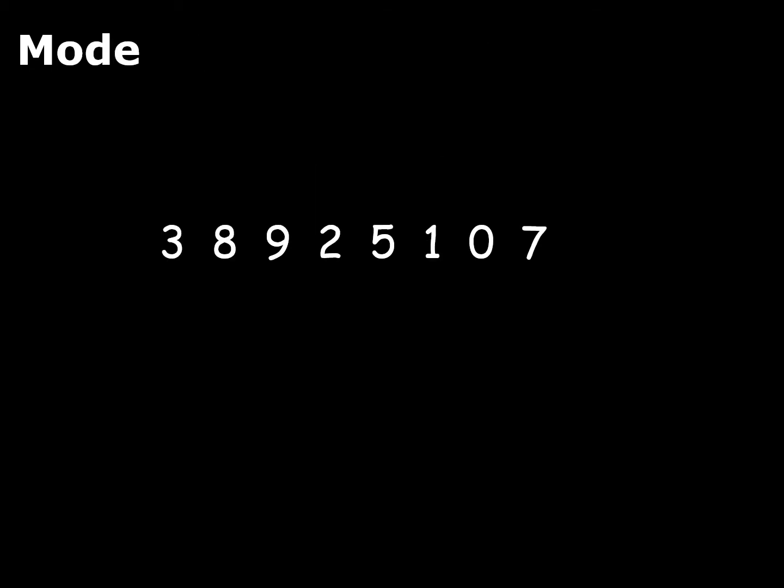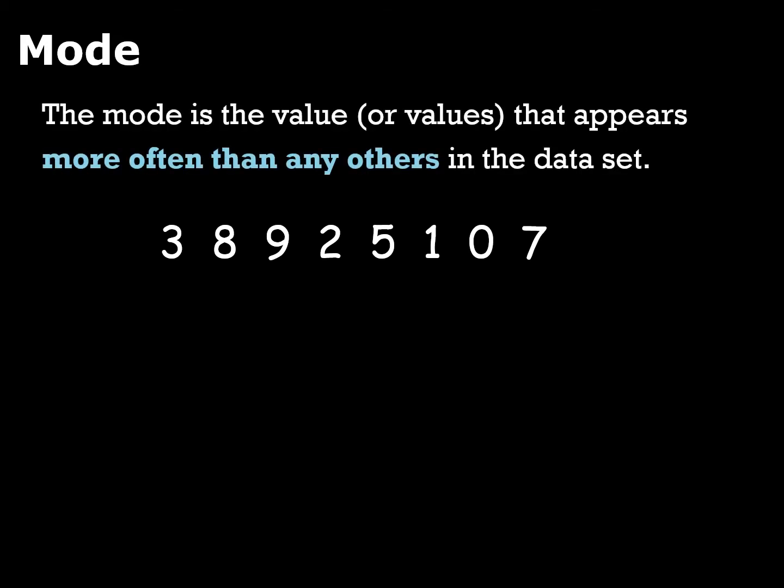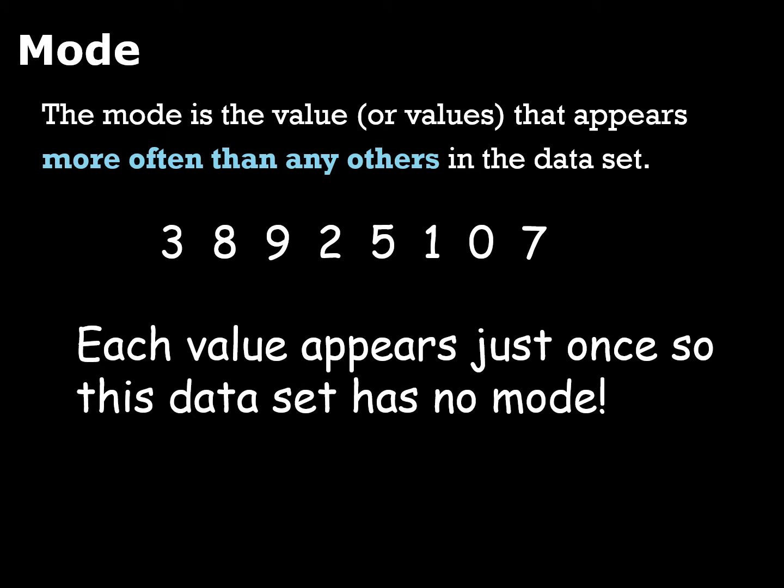Okay, now what about the mode? The mode is the value that appears more often than any of the others in the data set. In this case, we can look at all these different values and try to figure out which of these appear more often than the others. Actually in this case, they all just appear once. So we would have to say this data set does not have any mode. Okay, and that's perfectly fine. That sometimes happens. There is just no mode for a particular data set.